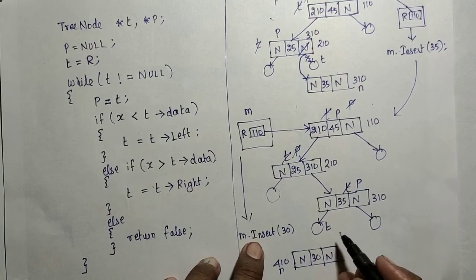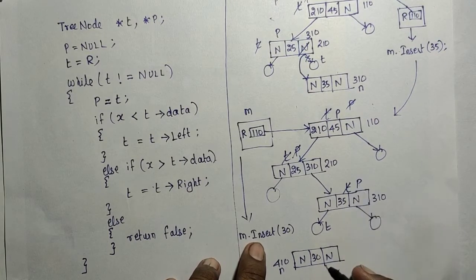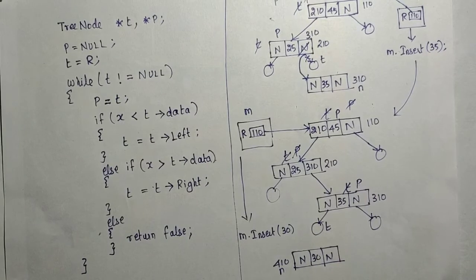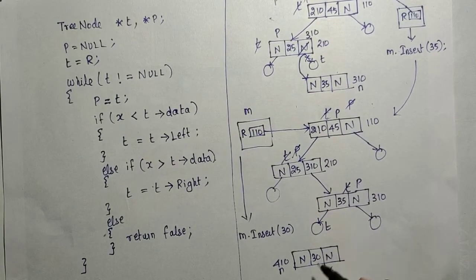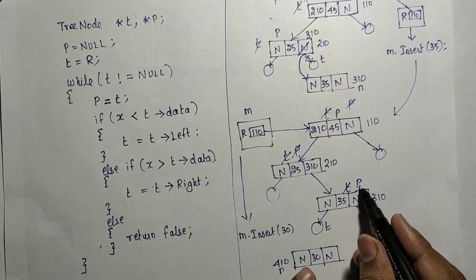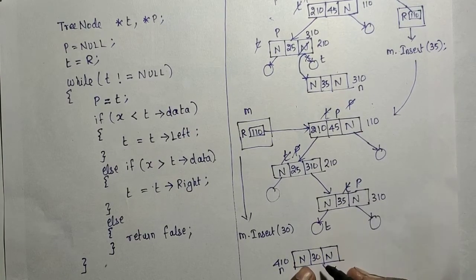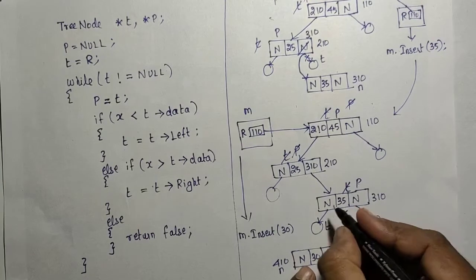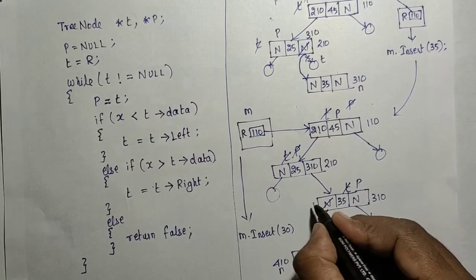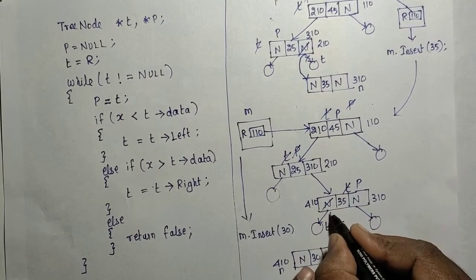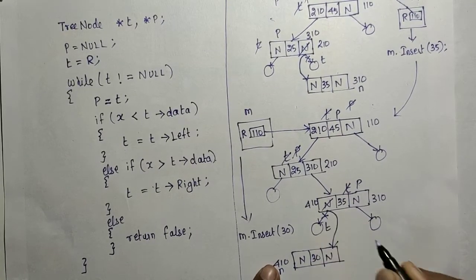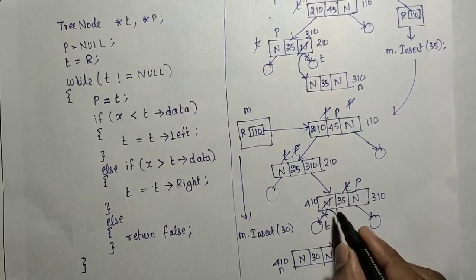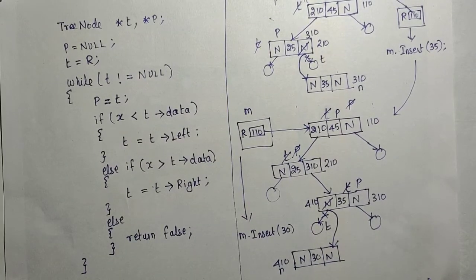At the end of the loop, we are comparing the data, P of data and T of data. To the parent, we need to link the N. But left of the P or right of the P depends on the values. Now 30 is less than the P. So P of left equals the N. N is 410. So this link is created, and this link is cut. So the new node is linked to the left of the P.